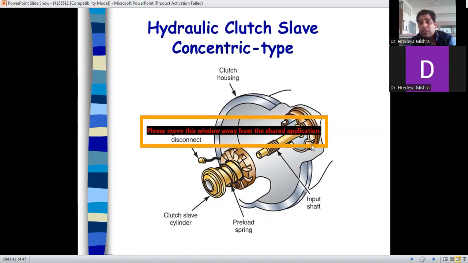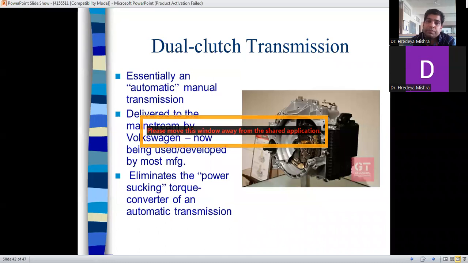So all this diagram shows the assembly of different components which are used in the clutch plate assembly.